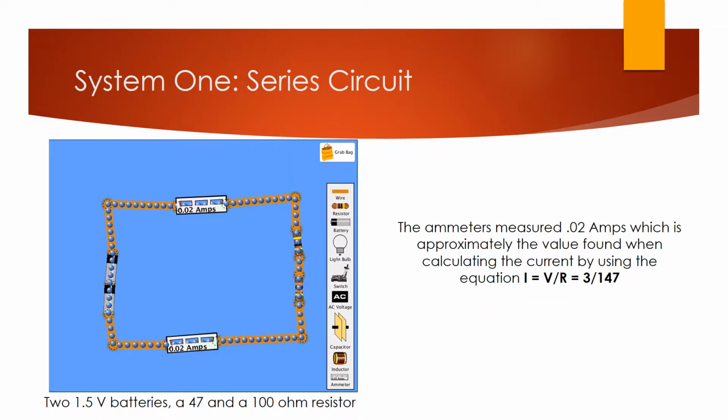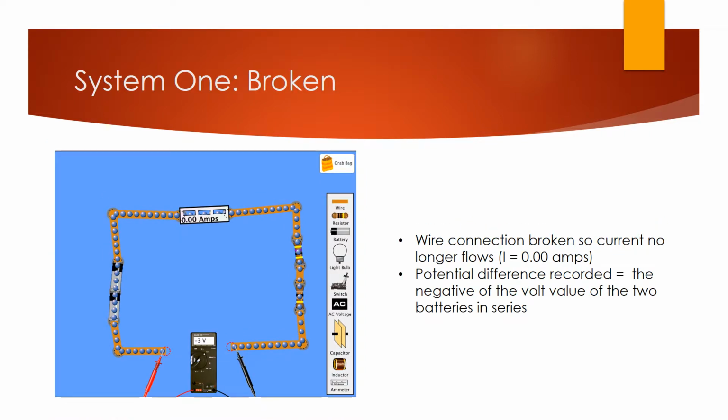We started off with a very simple series circuit, and we were able to predict the current in this circuit by looking at the voltage of the batteries in series as well as the resistance of the system. We then observed what happens when the circuit system is broken and the wires are no longer connected. We saw that the current stops flowing through the system and that the potential difference recorded over this gap is the negative of the voltage value of the two batteries in series.